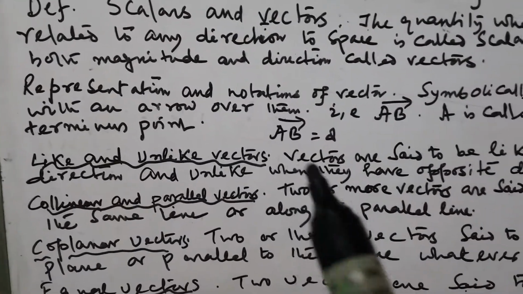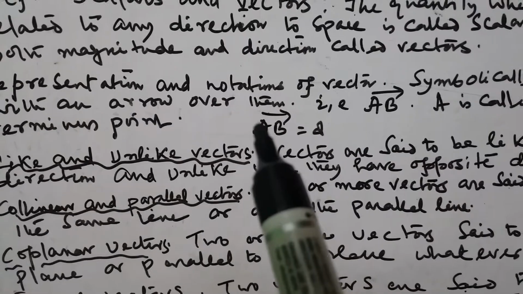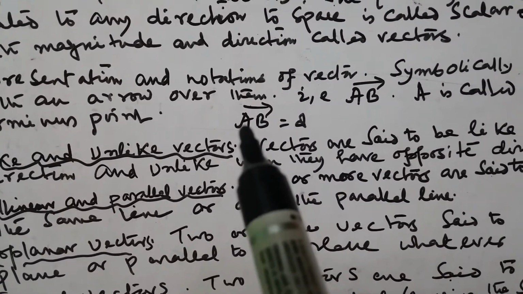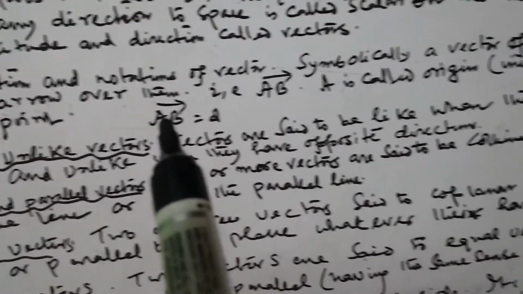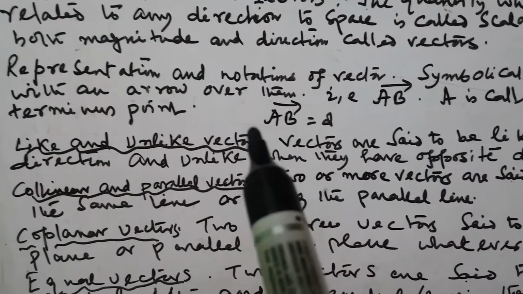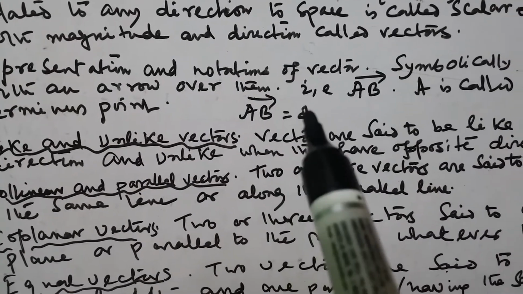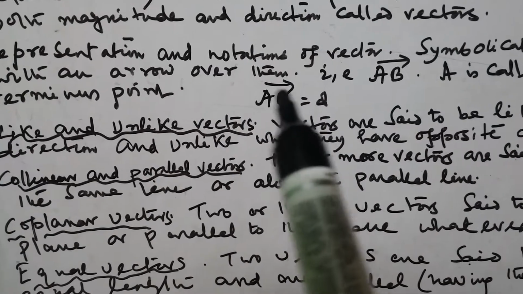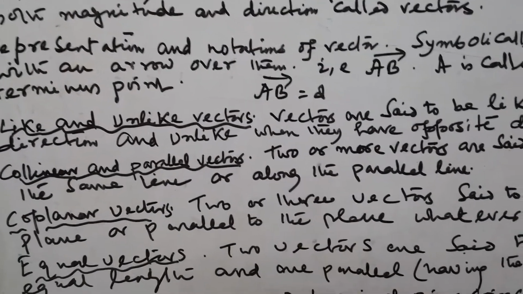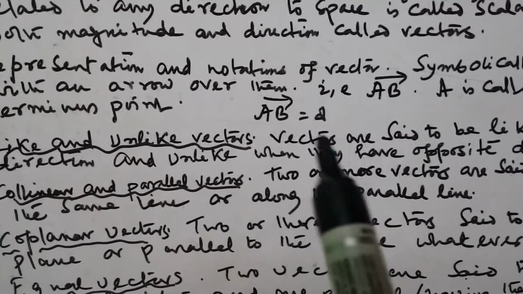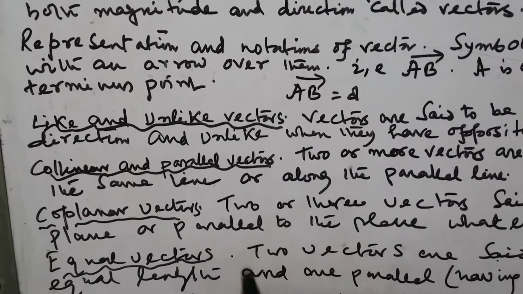Now, representation and notation of a vector, that is AB. Here A is the initial point or origin and B is the terminus point, AB, or bold small a. In this way you can represent a vector.